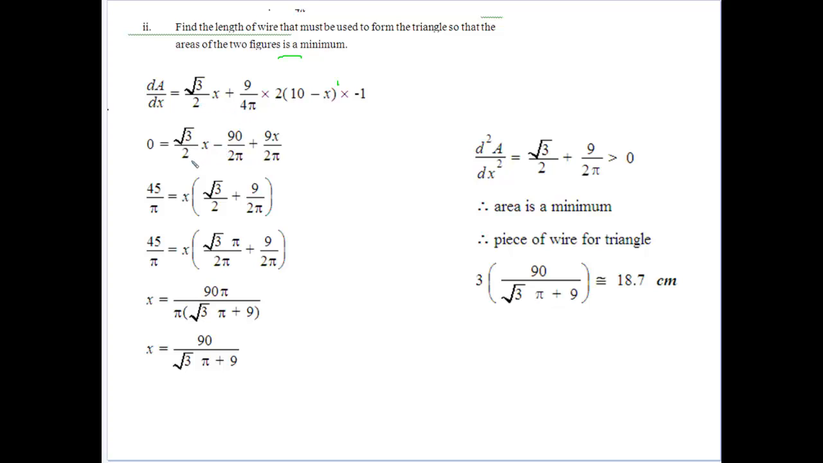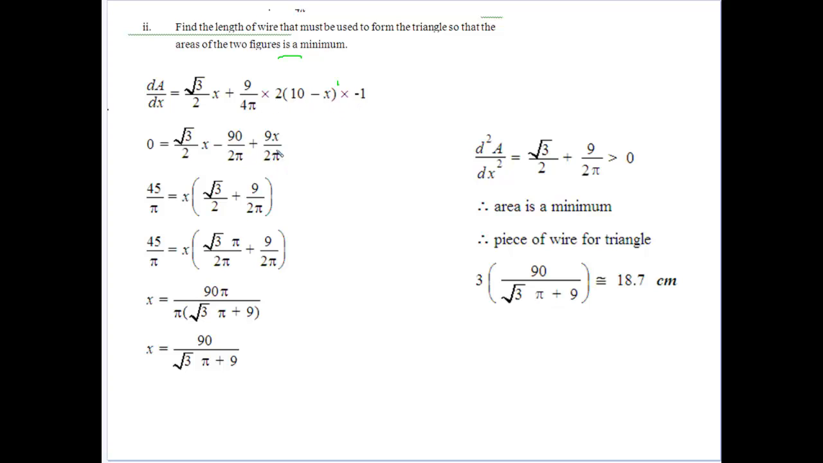We expand all that out. We set it equal to 0, because we want to prove it's a minimum. So we get the root 3 on 2 x, minus 90 on 2 pi, when we multiply the 9 on 4 pi by the 2 by 10 by minus 1. And the 9 on 4 pi times 2 times minus x times minus 1 gives us 9x on 2 pi. So we've just expanded that bracket.